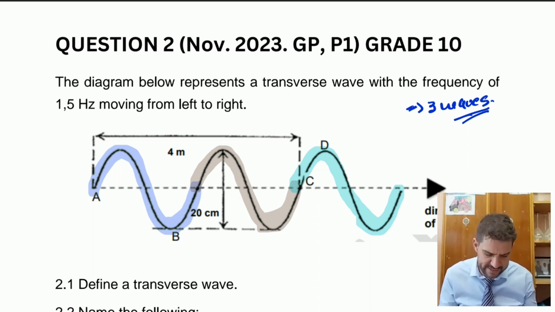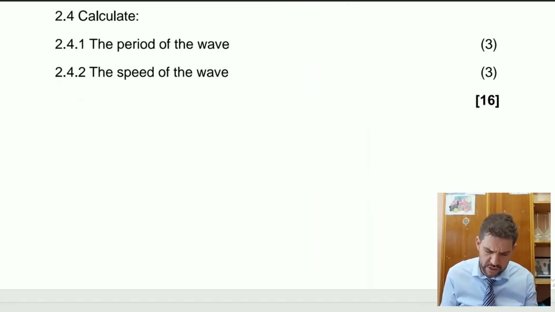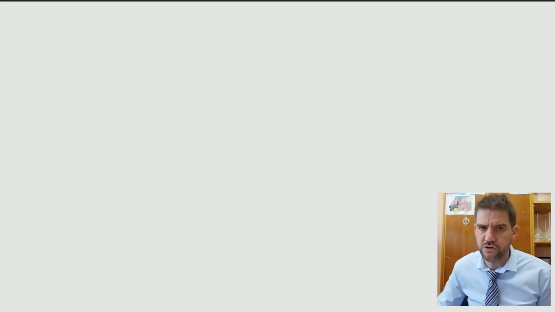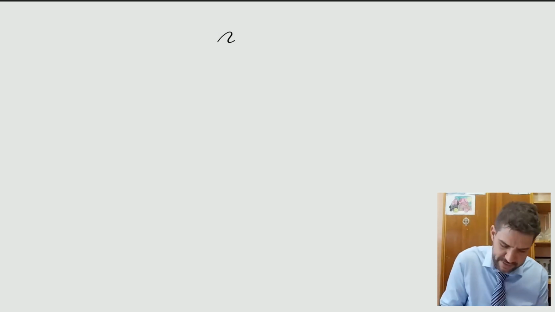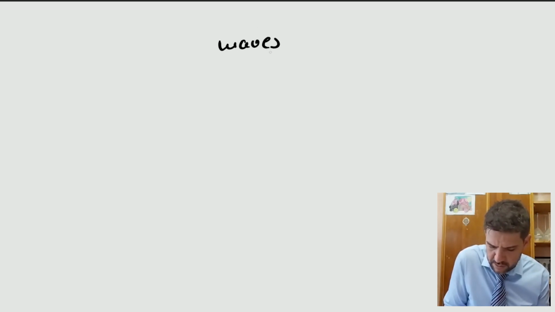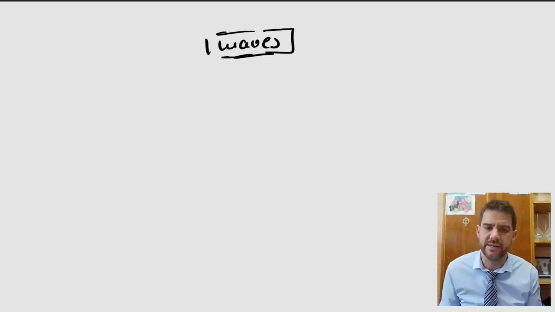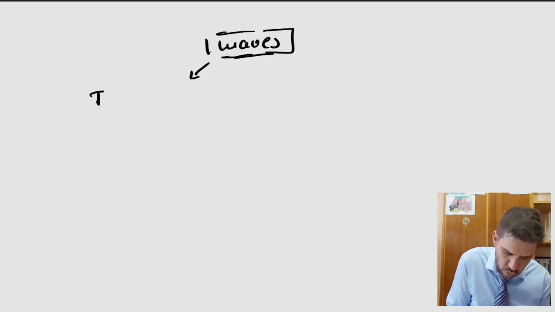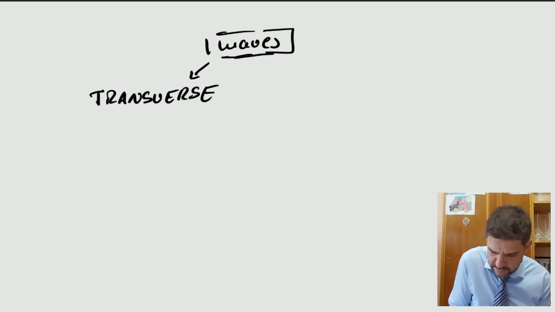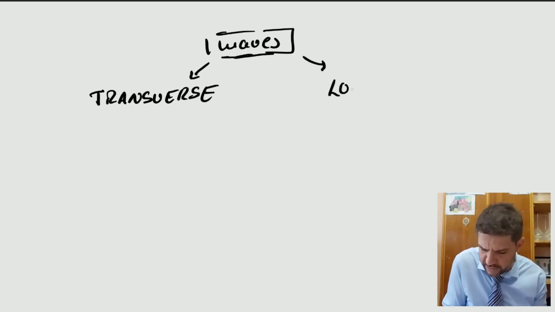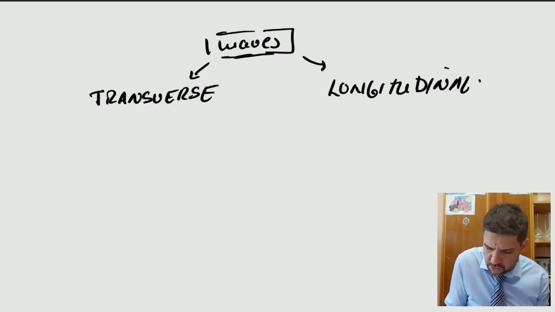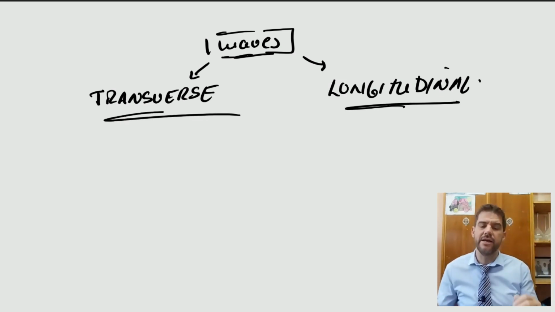Now they say define transverse wave, and let's have a look before even answering that question. Let's revise waves. We did two main types of wave here in grade 10. Those were the transverse wave and the longitudinal wave. Those are the main two waves we did in grade 10.